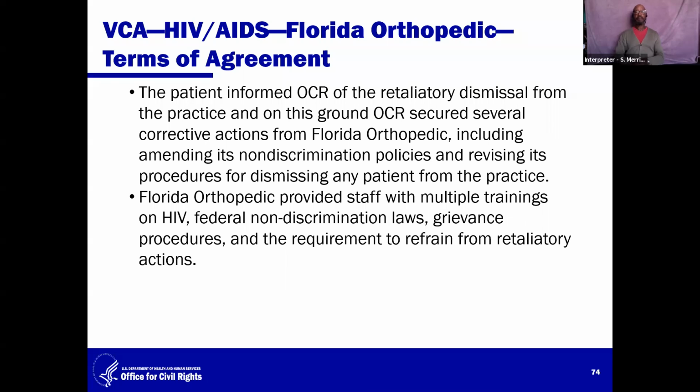The patient informed OCR of the retaliatory dismissal from the practice, and on this ground, OCR secured several corrective actions from Florida Orthopedic, including amending its non-discrimination policies and revising its procedures for dismissing any patient from the practice. Florida Orthopedic provided staff with multiple trainings on HIV, federal non-discrimination laws, grievance procedures, and the requirement to refrain from retaliatory actions.